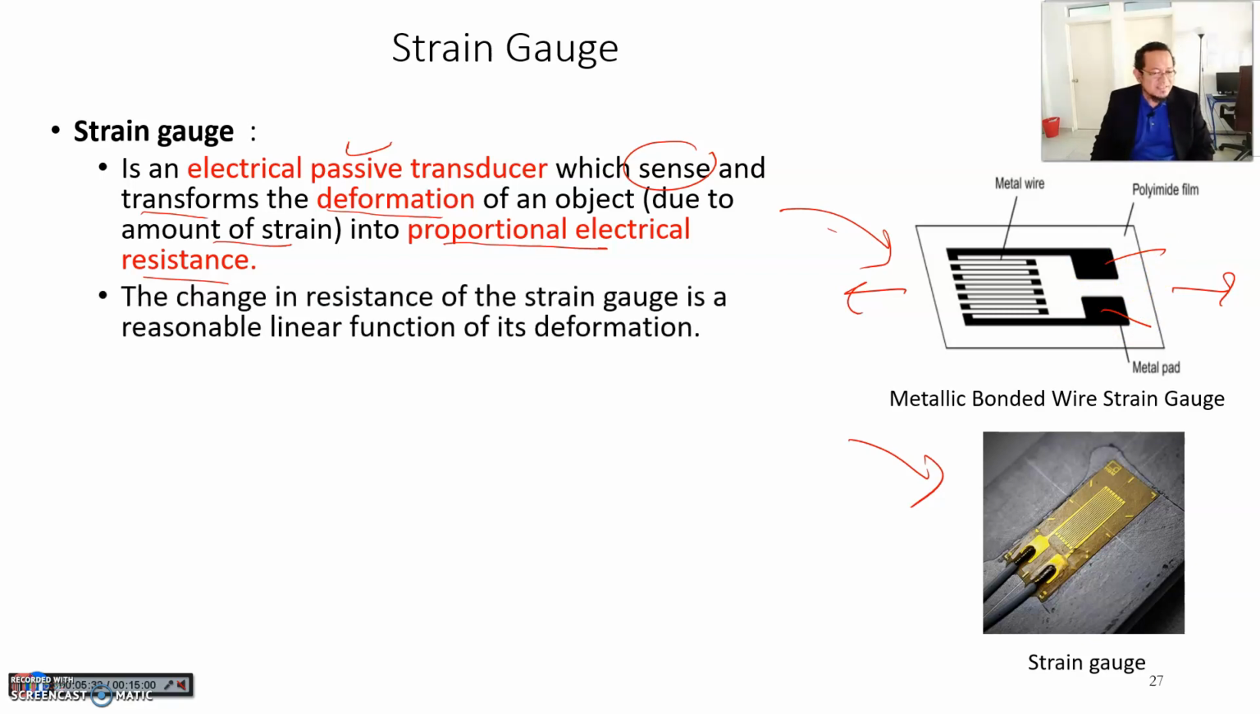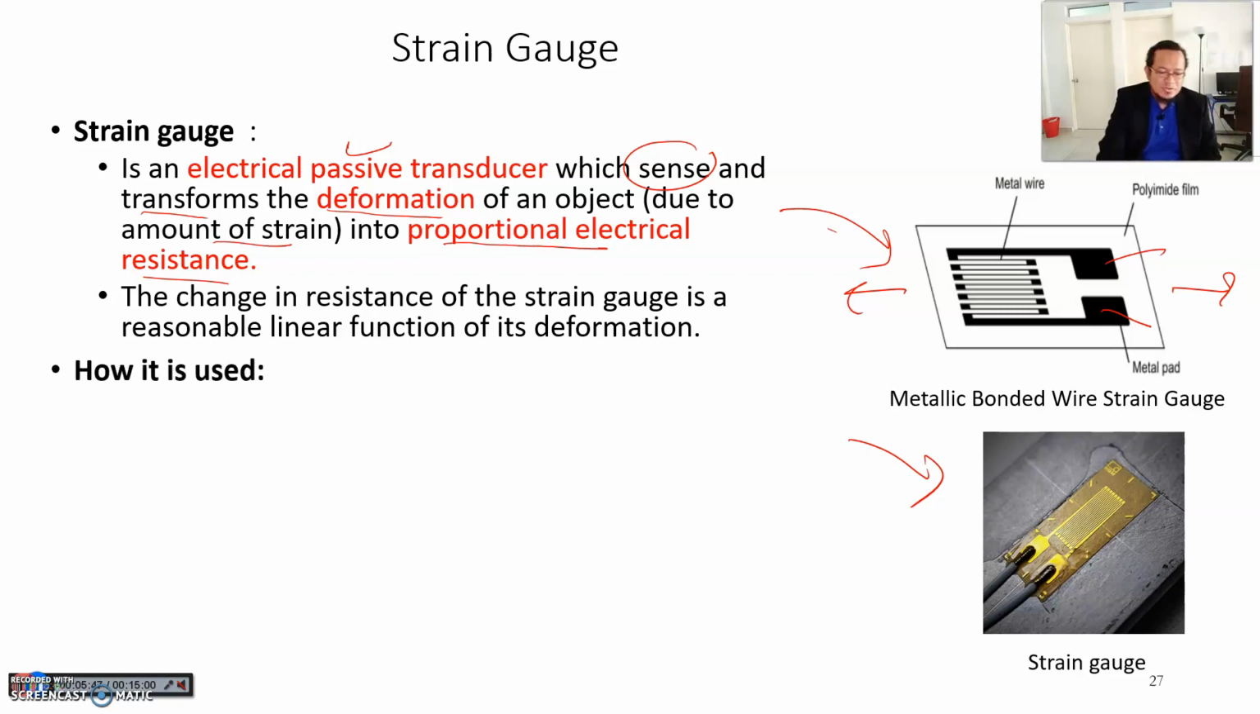So the change in resistance of the strain gauge is a reasonably linear function of its deformation. We're saying that the more tensile strength or the more force you put on that strain gauge, the higher or the lower the resistance will be. We may talk about that after this.